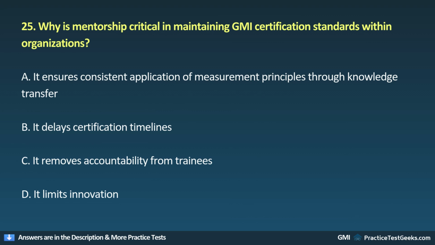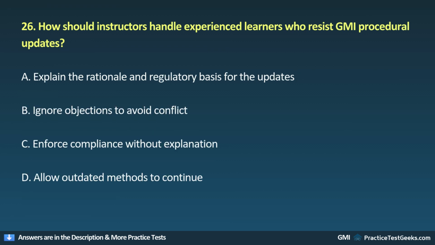25. Why is mentorship critical in maintaining GMI certification standards within organizations? A, it ensures consistent application of measurement principles through knowledge transfer. B, it delays certification timelines. C, it removes accountability from trainees. D, it limits innovation.